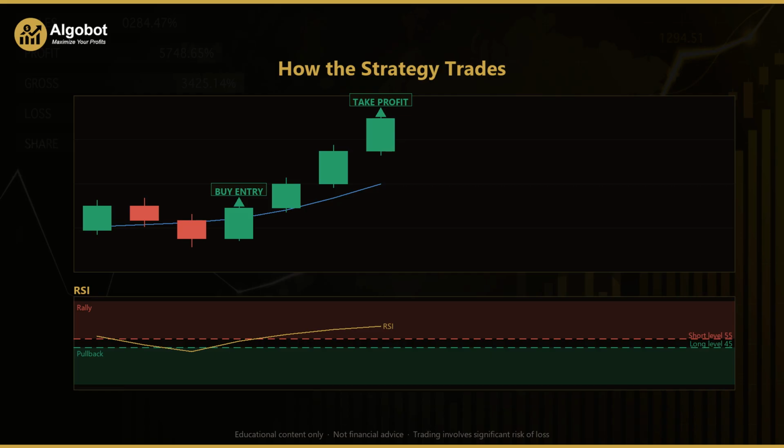The EA opens its long at the next available price, and immediately places a protective stop a set distance below, scaled to 1.5 times the average true range, just beneath the recent pullback low. The take profit sits higher, at 2.5 times ATR.